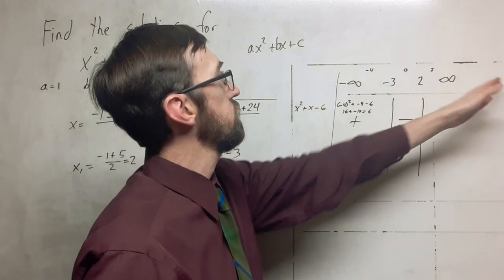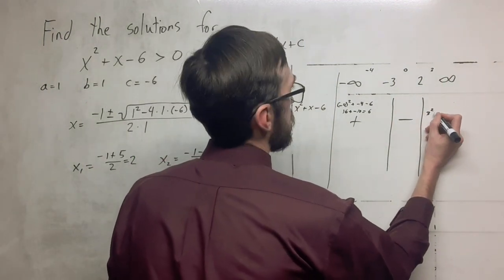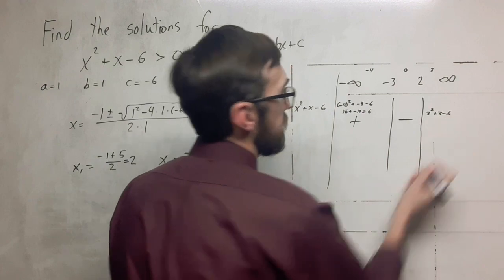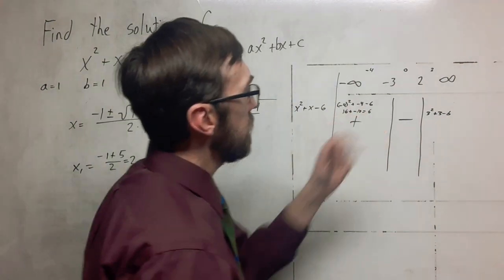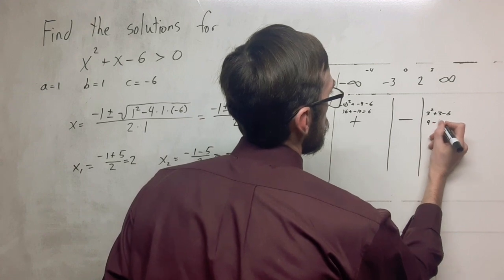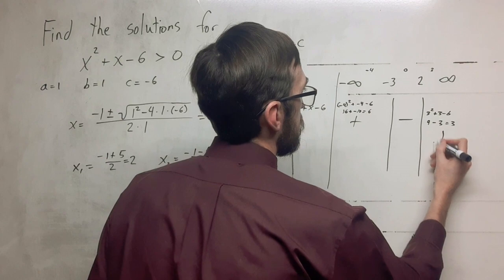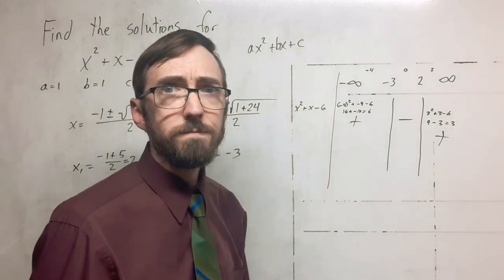And from 2 to infinity, I'm going to plug in 3 here. So I'm going to have 3 squared plus 3 minus 6 over there. And I'm going to simplify that. So that is 9 minus 3. And that's going to give me 3 positive. So I'm going to put a big positive there.